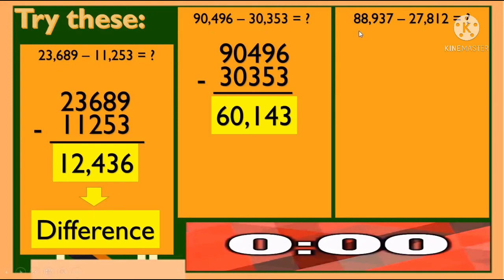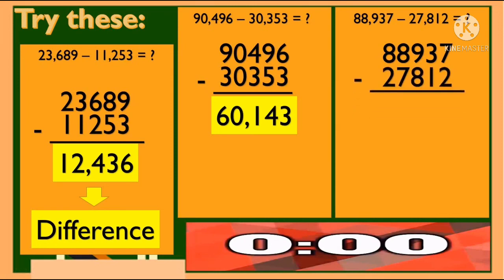Last one. Let us read again the equation here first. So we have 88,937 minus 27,812. Okay, equals blank. Let us line up the numbers. Okay, and then of course the symbols. Now let's do the solution process.